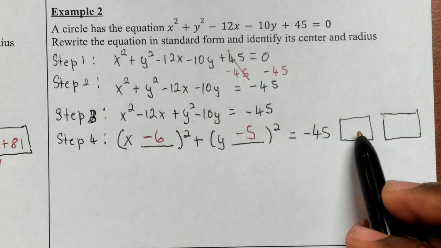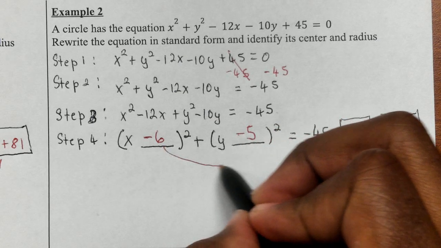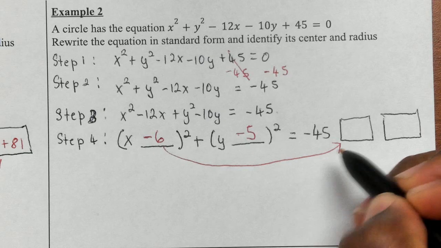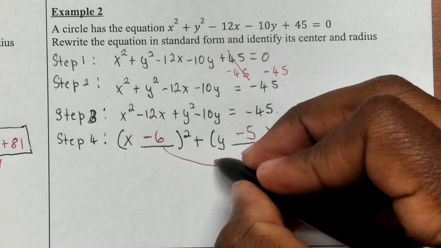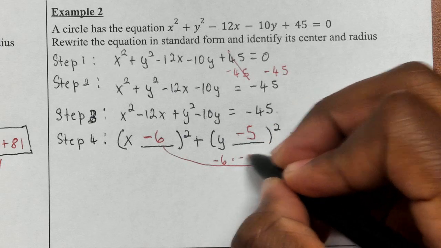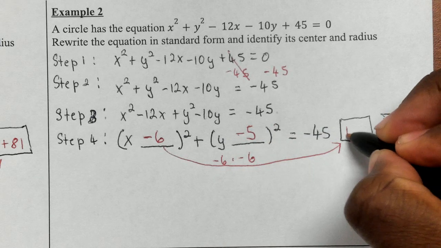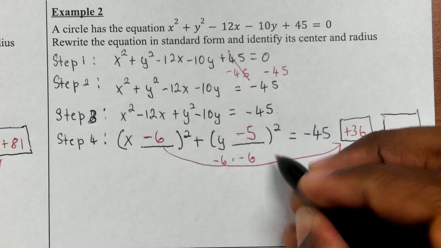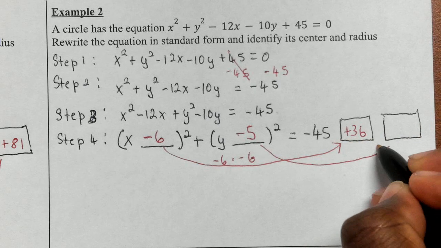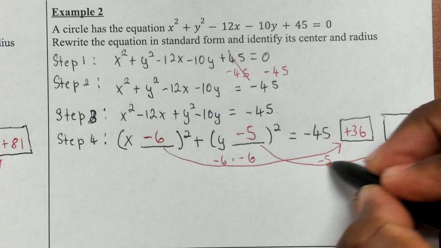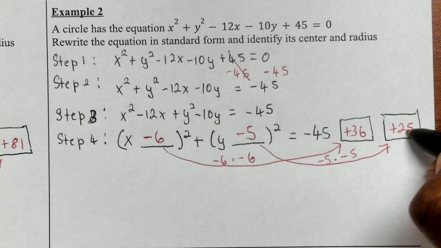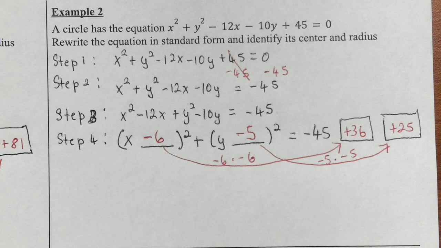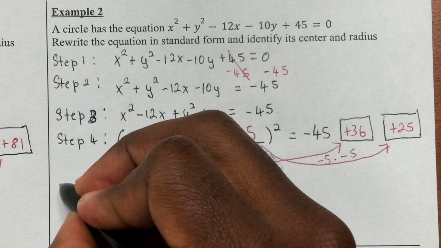Now I'm going to figure out what goes in the boxes by bringing this to the other side. But I'm not just bringing negative 6, I'm bringing negative 6 squared. So I need to do negative 6 multiplied by negative 6, which is positive 36. And I'm bringing negative 5 squared, so I need to do negative 5 multiplied by negative 5, which would be positive 25.